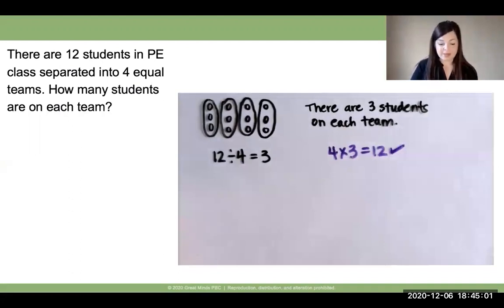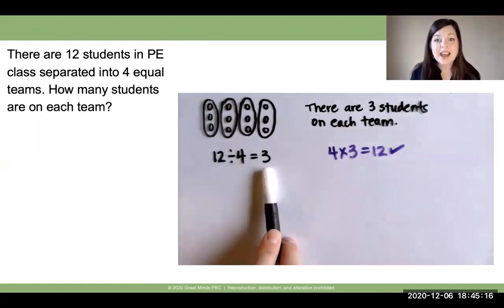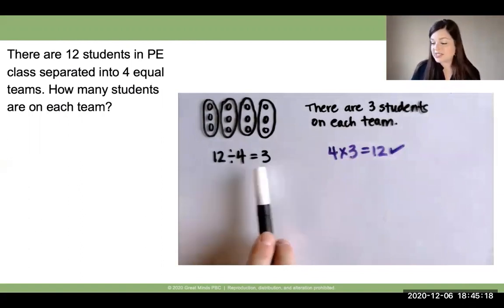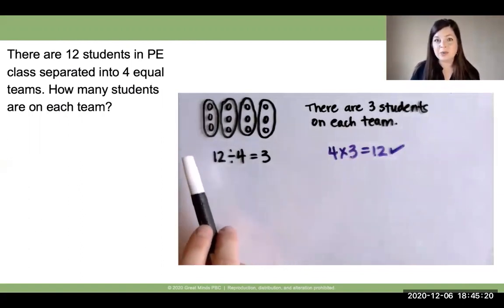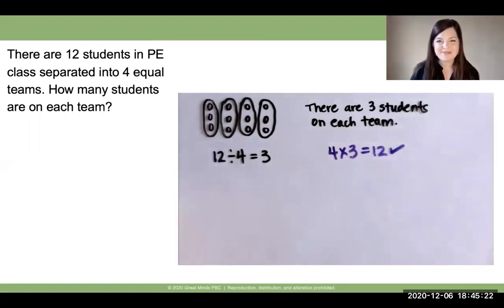Now, let's think a little bit more deeply about this. Does the quotient 3 represent the number of groups or the size of the groups? Pause the video to explain your thoughts. The quotient 3 represents the size of the groups. We can see 3 circles in each group or 3 people on each team.